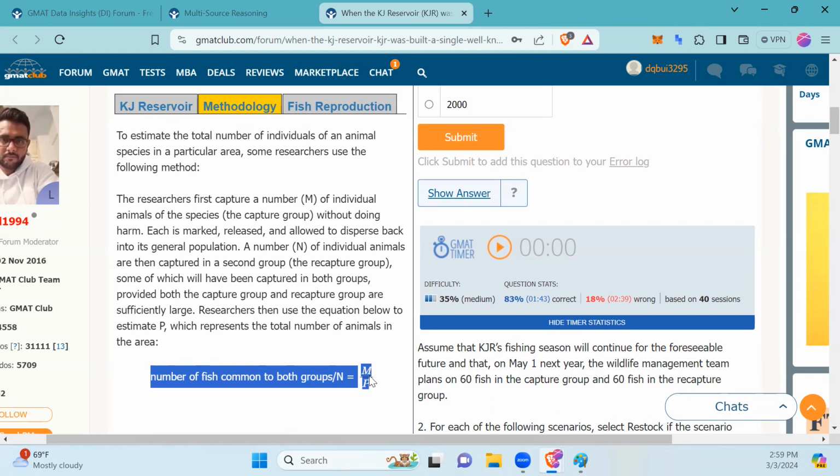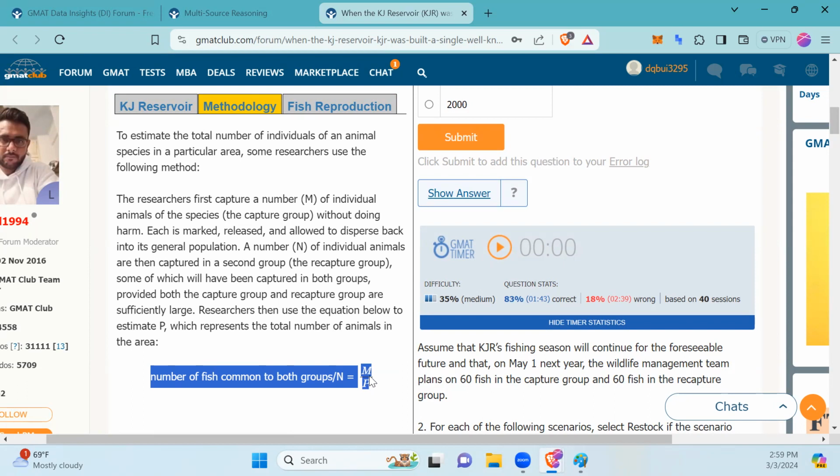So what's the methodology? Can you briefly explain? So here they would take the number of fish common to both groups and divide it by the number of the recapture group. This number will be equal to the number of individuals in the capture group divided by the total population. So basically they're capturing the fish twice, in 2 groups.